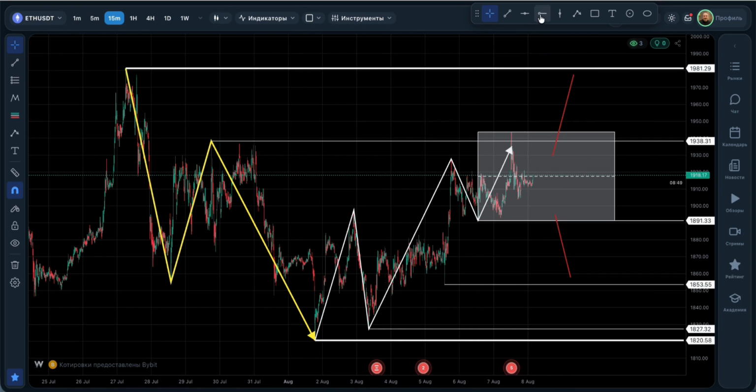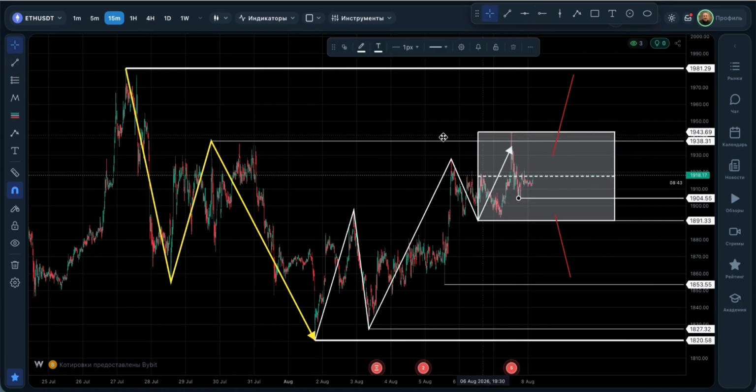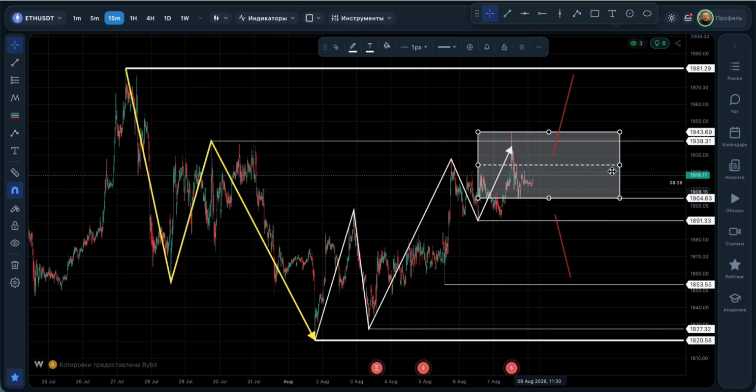But that's not all. There is an interesting low right here. Testing the 1938 level, followed by a bounce. And a reversal here. The reversal point is 1904. So, in fact, we can now narrow the price range for scalpers, for those who like to scalp. Then this level will be the target. Short targets, short take profits, short stop losses.